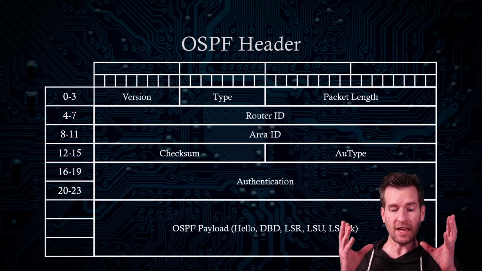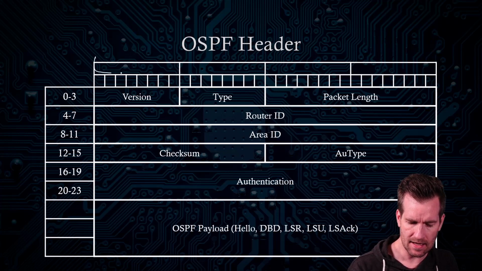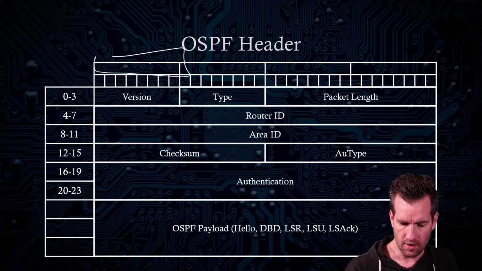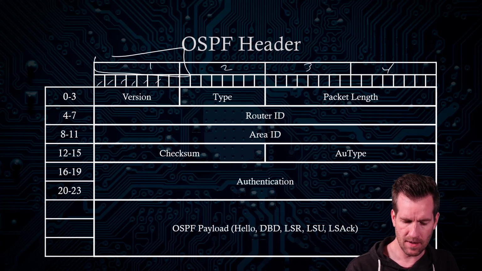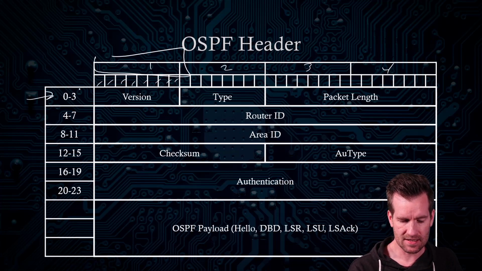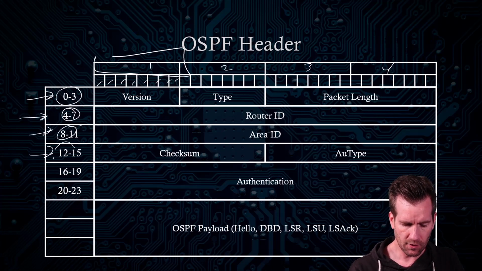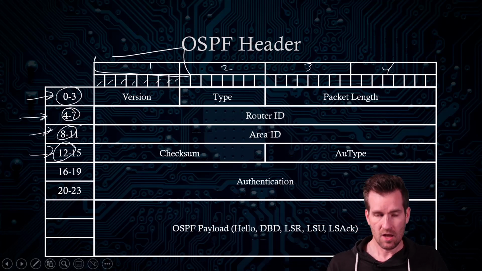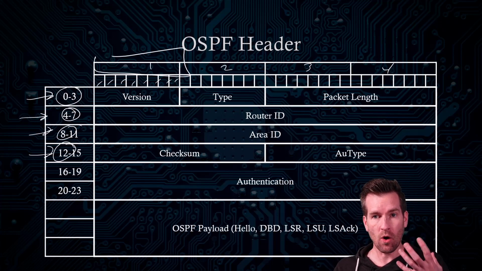The OSPF header looks like this, and just as a refresher, each one of these is a byte. So there's 1, 2, 3, 4 bytes. If you want to count the individual bits, there's 8 bits for each one of those bytes. These are the labels, so this is byte 0 through 3, this is byte 4 through 7, byte 8 through 11, 12 through 15, and so on and so forth. So we can see how this packet is formed and the OSPF header.